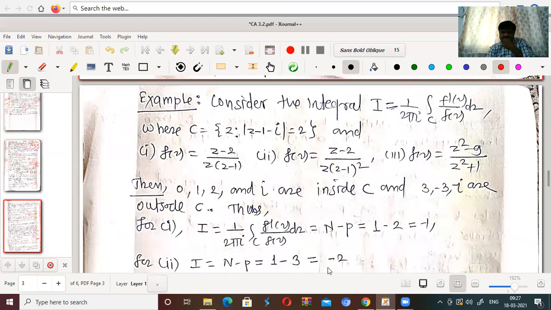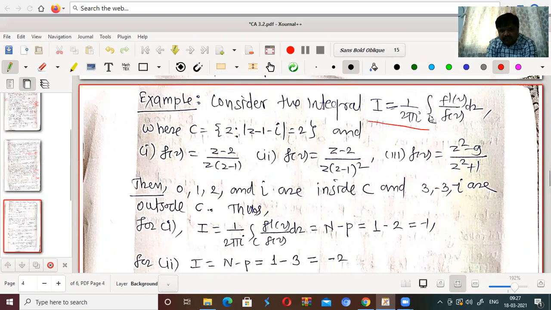Here are some examples on this argument principle. Consider the integral I, which is equal to 1 by 2 pi i integral over C of f dash z upon f of z dz, where C is the circle having center at 1 plus i and radius 2. Center at 1 plus i, radius is 2. So what is C here?